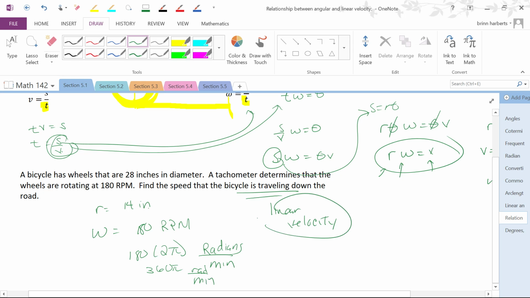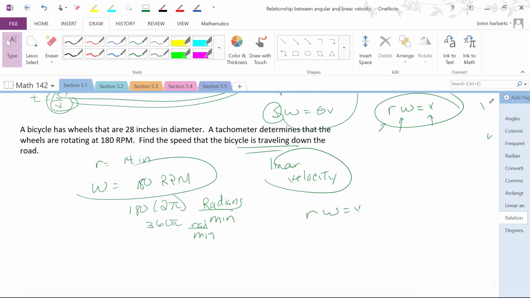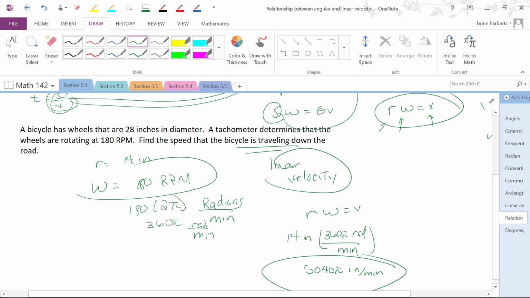I want to know linear velocity. If they give you rotations per minute, that's angular velocity. So I'm going to say r times omega equals v. R is 14 inches because they told me. Omega is 360 pi radians per minute. Right. I need to multiply these together, which is going to be a big number, 5,040 pi inches per minute. That's what it is. It's a weird thing. You could convert it into miles per hour if you'd want to, but I'll spare you that conversation here in the video. Sweet.